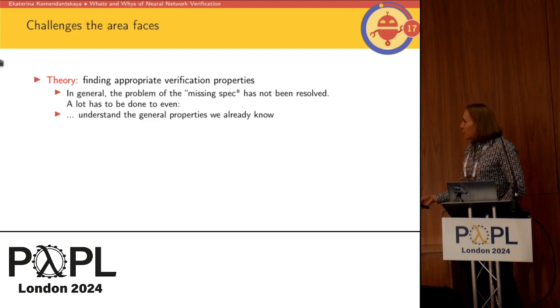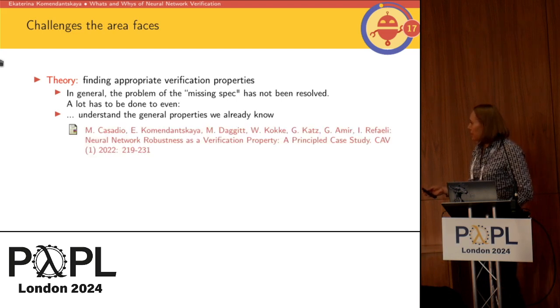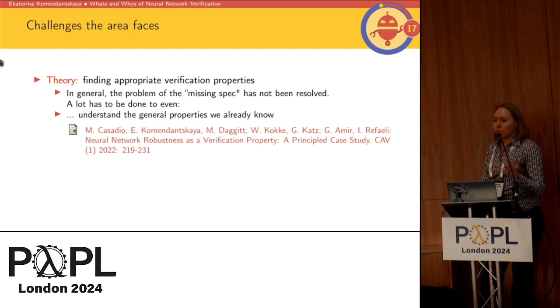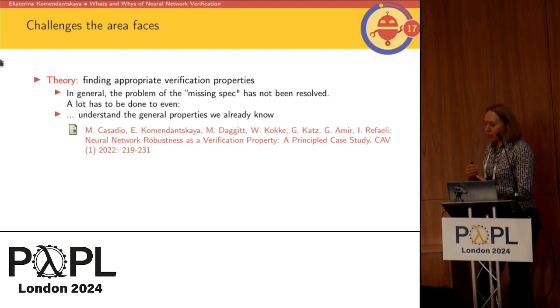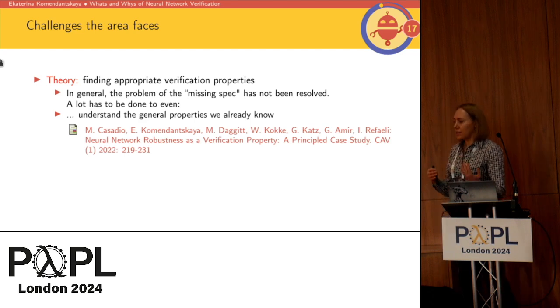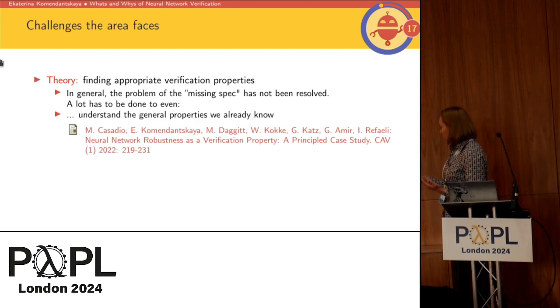And a lot has to be done to even understand the general properties we already know. So when we started this work, we realized that in the machine learning community, there are several definitions of robustness. And some of them overlap, some of them contradict each other. And then people optimize for different definitions of robustness and verify different definitions of robustness. So sometimes we even just spend time on understanding different definitions of robustness, how you encode them, how you train for them and verify.